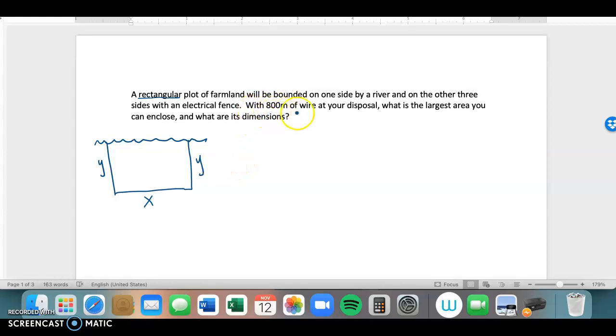So when it says 800 meters of wire at your disposal, 800 meters is a linear measure, which suggests that that is a perimeter. So the perimeter of the fence is going to be 800 meters. And if they give us a perimeter, we want to write an equation for a perimeter. So perimeter would be adding all sides, in this case, x plus 2y. So moving from there, okay, we kind of took care of that part.